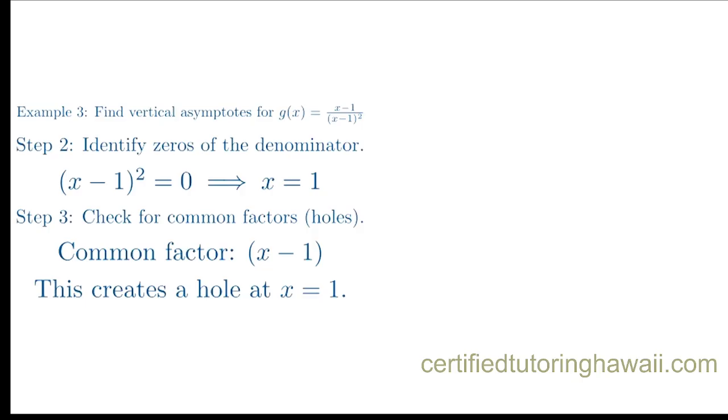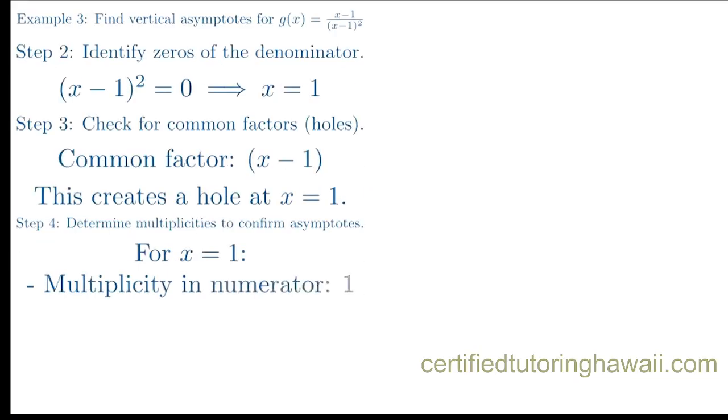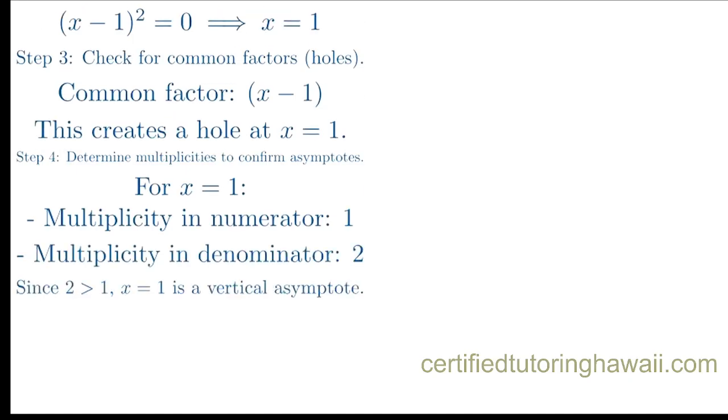Since we have at least one factor in common, we have a hole. In fact, if we simplify, g of x equals 1 over x minus 1. This means there's a hole at x equals 1. Now let's use the multiplicity rule to confirm what happens at x equals 1. In step 4, for the zero x equals 1, the multiplicity in the numerator is 1, and the multiplicity in the denominator is 2.